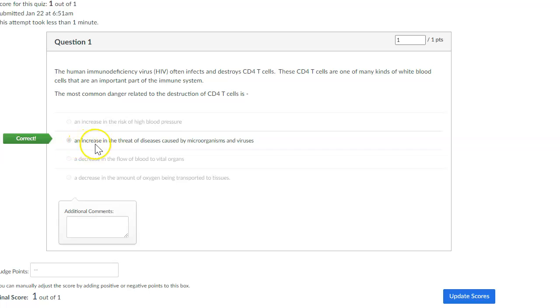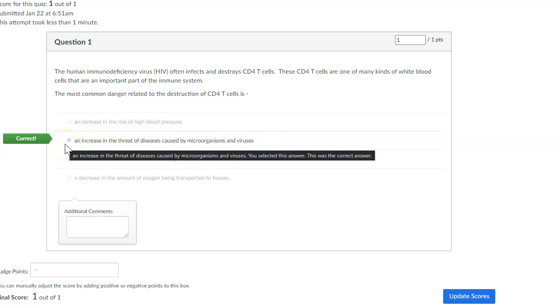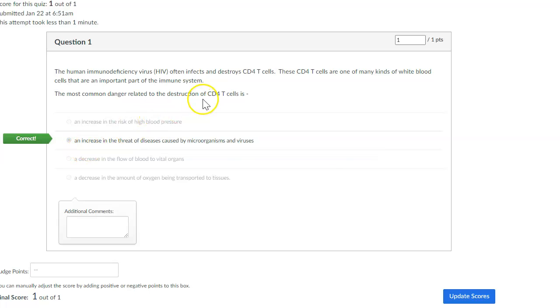Like, you didn't need to know this answer right off the top of your head, right? You didn't know immediately that the destruction of that causes this, but you can eliminate these other options based on the fact that you kind of know something about your own immune system and what it does. Okay, so keep practicing those, and we'll keep going over them to help you get better at answering these types of questions.